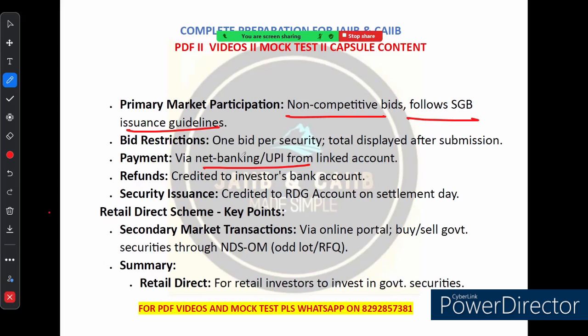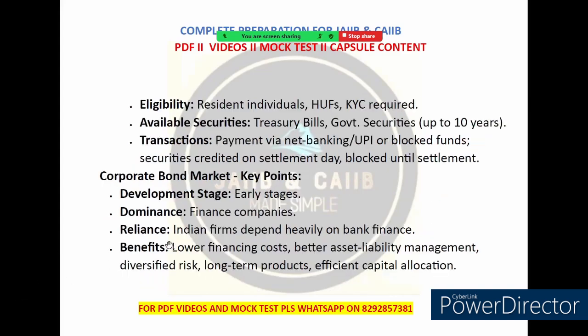So the retail direct scheme is a great way for an individual investor or a Hindu undivided family to invest in government securities with maturity of up to 10 years. So maturity is how much? 10 years. And payments are made online, and once the securities are credited, they are blocked until the settlement date. It is a simple and convenient option for retail investors to enter the market. Now this is all about the retail direct scheme. Up to 10 years you can see available securities.